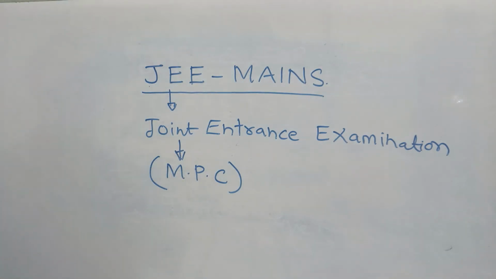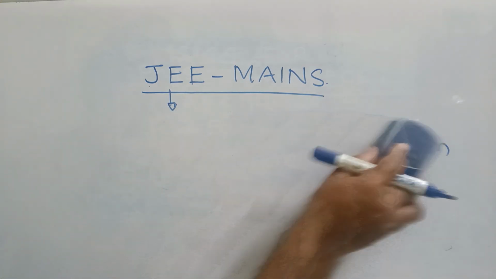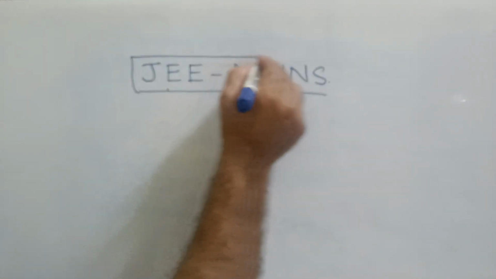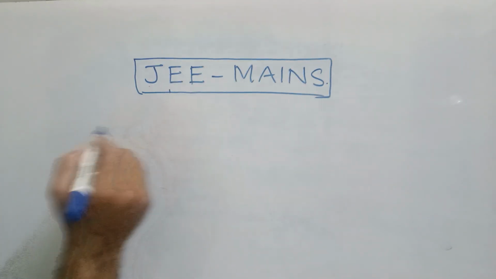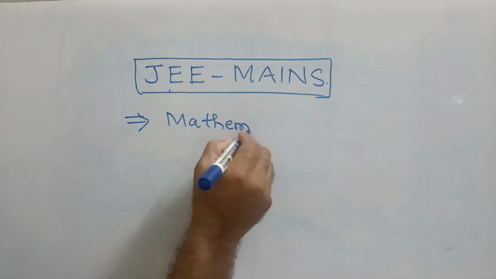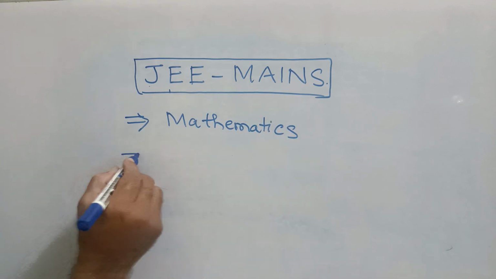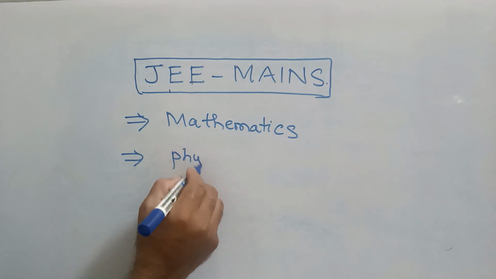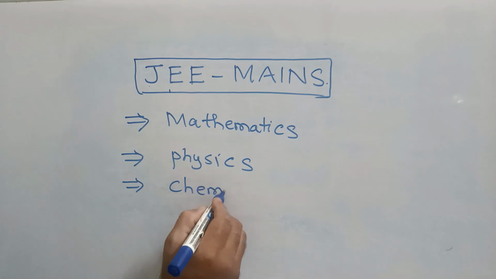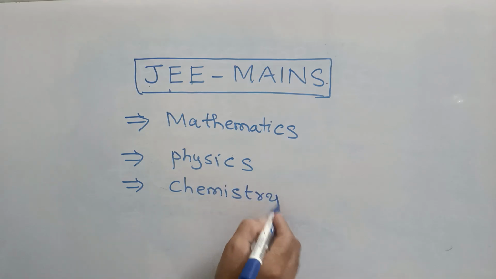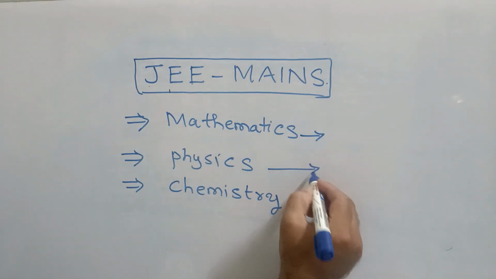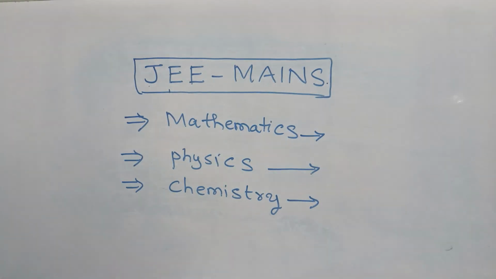So what is the pattern of JEE? In the JEE Mains pattern, it consists of three subjects. One is mathematics, the second is obviously physics, and the third one is chemistry. Here, the mathematics structure will be a little bit different from the time set examination.